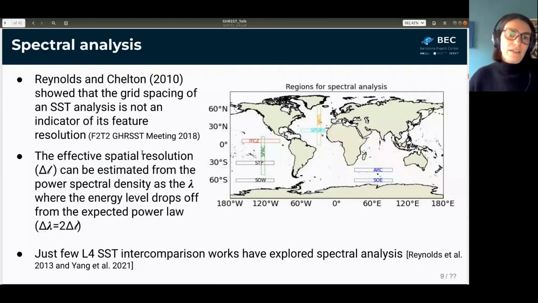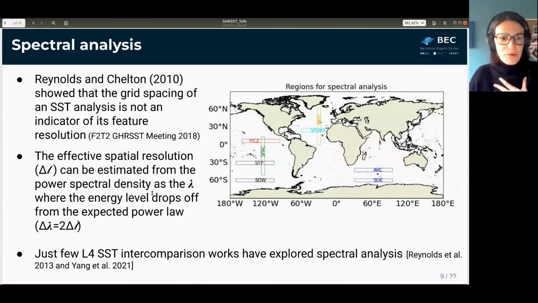For computing the effective spatial resolution, we will use a spectral analysis. And as Reynolds and Chelton showed, the grid spacing of SST analysis is not an indicator of the feature resolution. And this is something that, maybe we are getting closer, but it's not that easy to understand among the different users. And I remember Peter Cornillon during the science meeting, the GHRSST science meeting in 2018, he had some troubles trying to convince people and to explain that. So I remember, I was there. So we can compute the effective spatial resolution from the power spectral density as the point of the wavelength where the energy drops off from the expected power law.